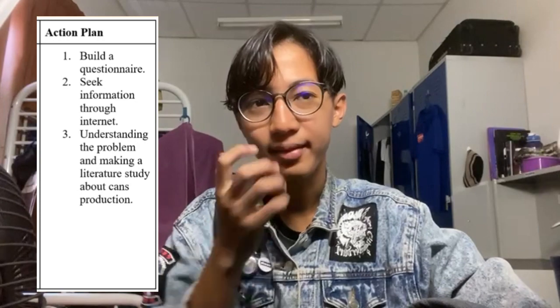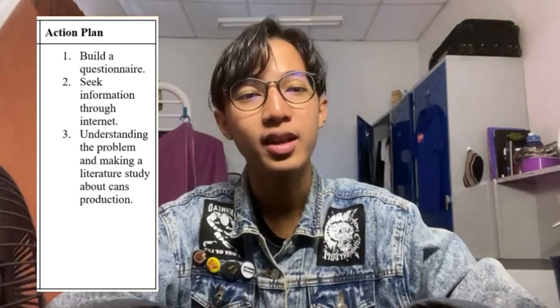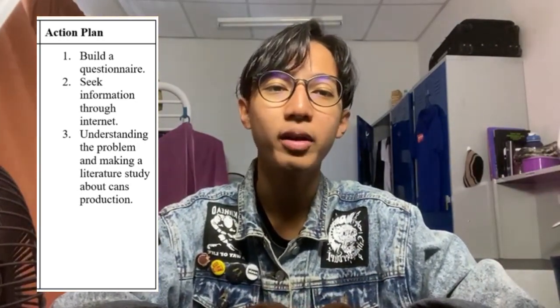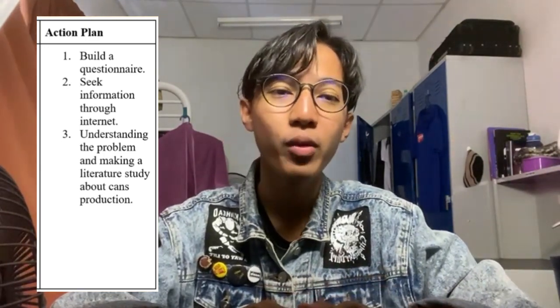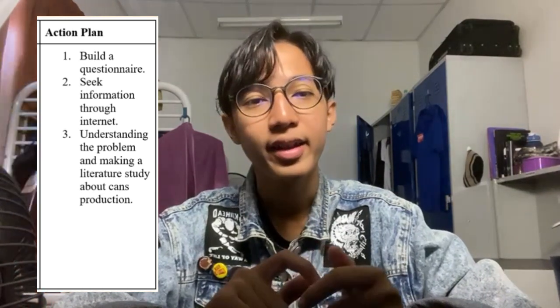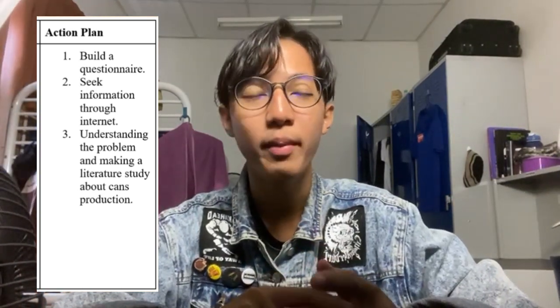So there you go, the last part of the filler table. So the action plan is: we put a questionnaire about the cans production. The second one, we seek all of the information about cans through the internet. The third one is we understand the problem and we make a literature study about cans production. Fourth, we discuss the questions and we solve the questions and get the answer.